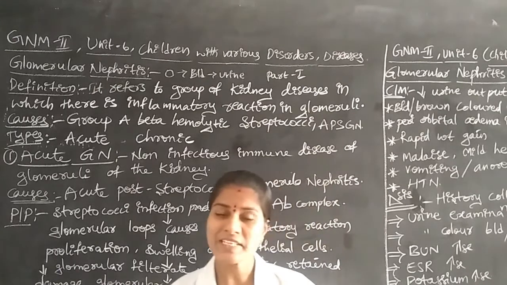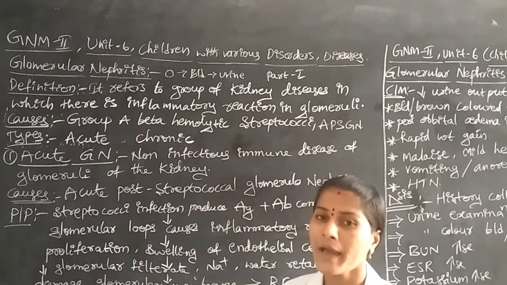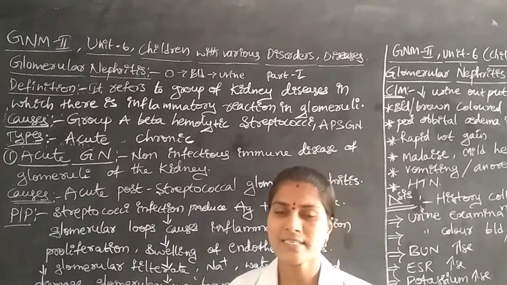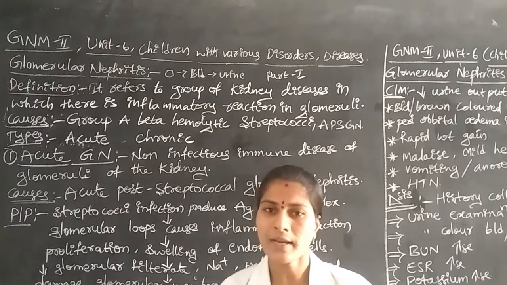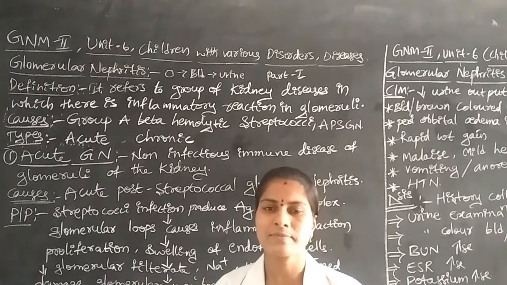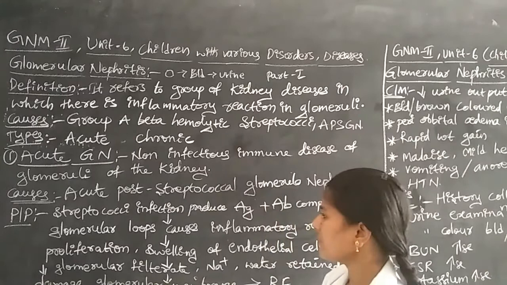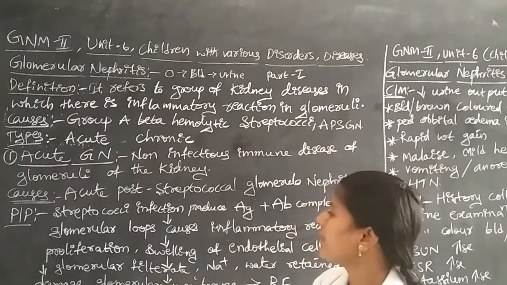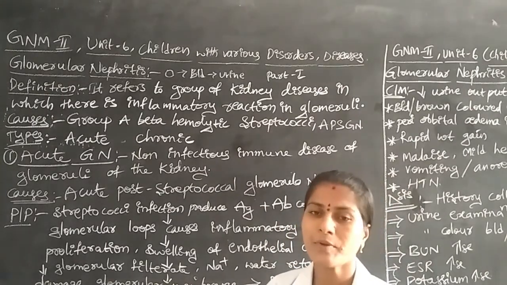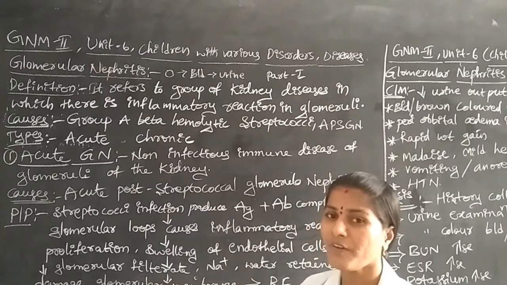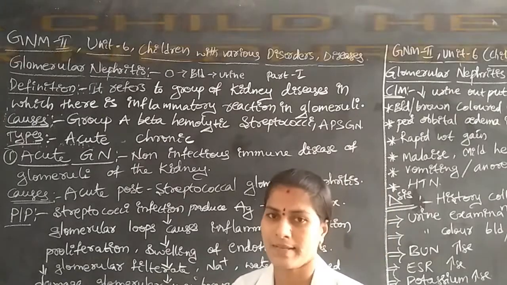After reaching the glomerulus, what happens? What are the changes, or what is the process for the occurrence of the disease? The Streptococci enter the human body and produce some type of antigen-antibody complex.